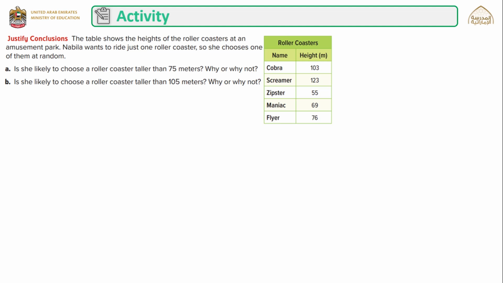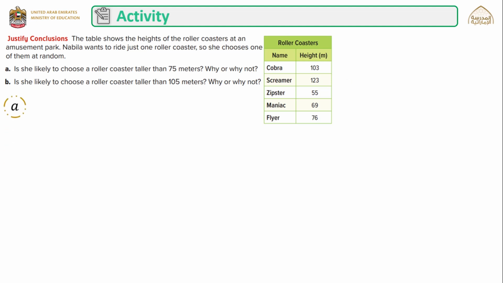Activity. Justify conclusions. The table shows the heights of the roller coasters at an amusement park. Nabila wants to ride just one roller coaster, so she chooses one of them at random. Is she likely to choose a roller coaster taller than 75 meters? Why or why not? Is she likely to choose a roller coaster taller than 105 meters? Why or why not?